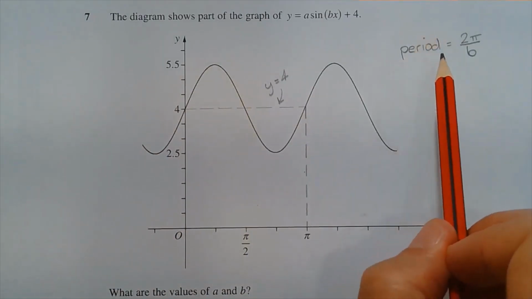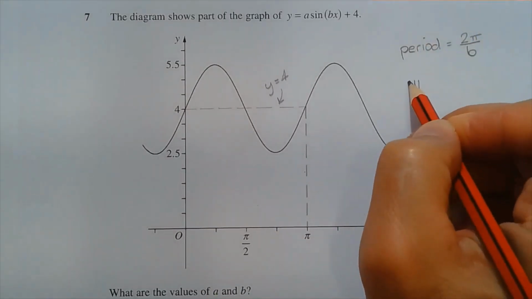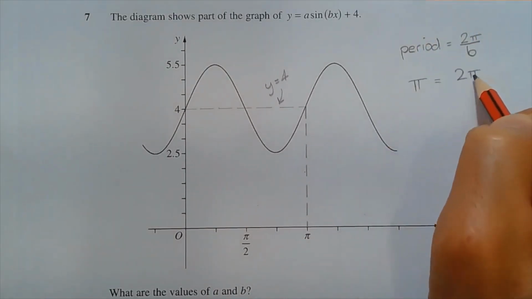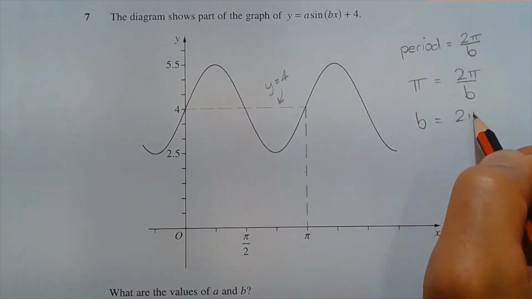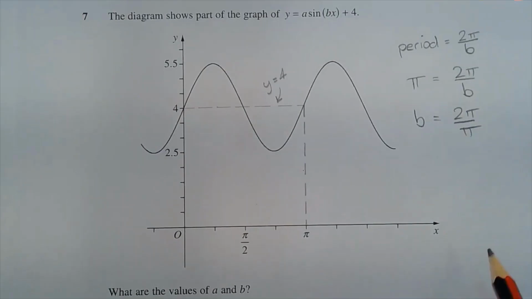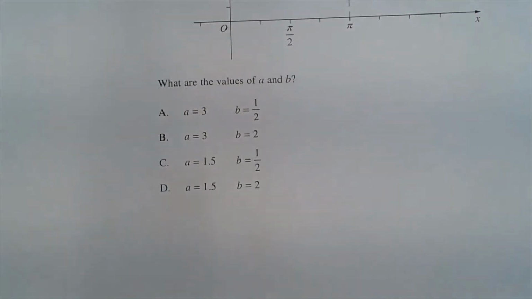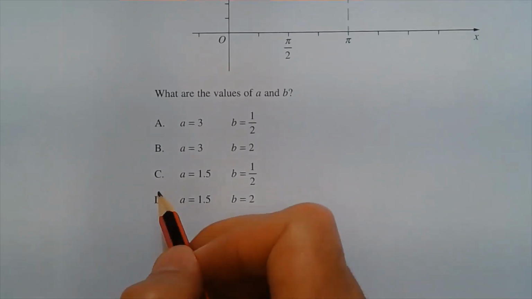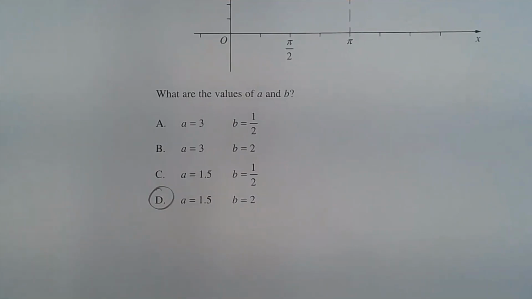And the period equals 2 pi over b. So if the period is pi radians, we can calculate the value of b by rearranging this formula. We have b is equal to 2 pi over pi. Therefore b is equal to 2. Hence the answer is option D. a is equal to 1.5 and b is equal to 2.